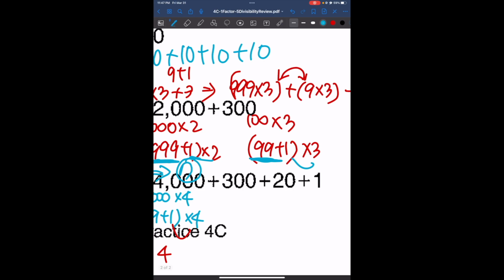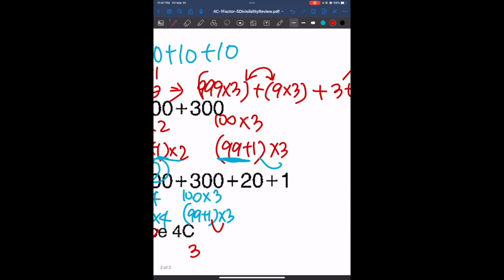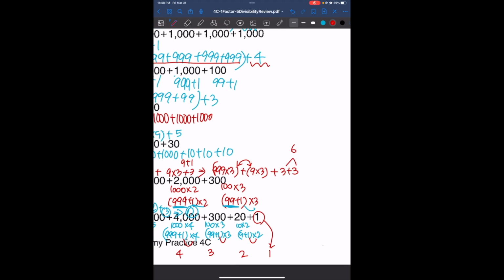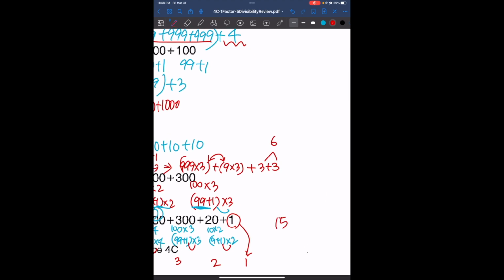Then for 300, it's 100 times 3. So 99 plus 1 times 3. So we have a remainder of 3 in this case. For 20, that's 10 times 2. So it's 9 plus 1 times 2. So we have a remainder of 2 here, and 1 is just a remainder of 1. And when we add those together, that's going to be 15. And so dividing 15 by 9, that's going to give us 6. So 6 is going to be our ultimate remainder.